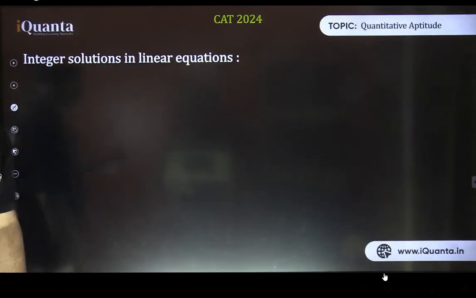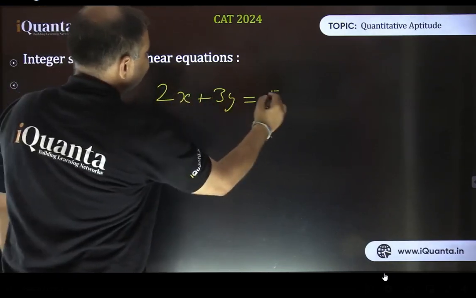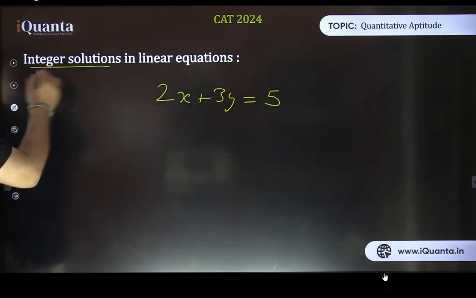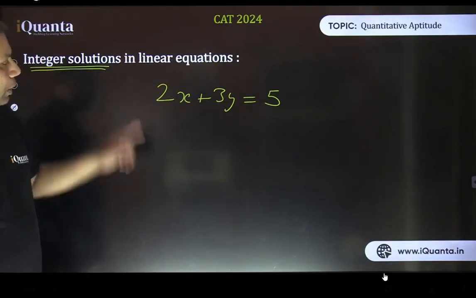So if you are having only one equation in two variables, for example, say 2x plus 3y equals 5, we are talking about the integer solutions, right? Please tell me the first integer solution. What comes to your mind? 2x plus 3y equals 5.